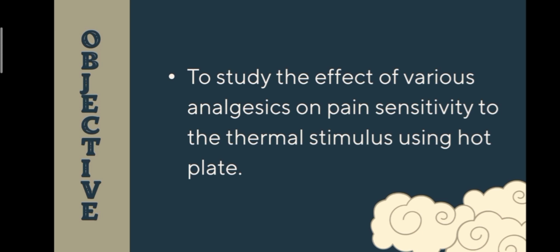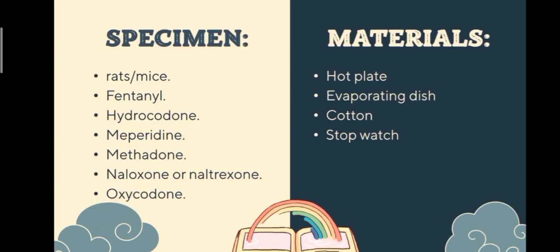Objective: to study the effect of various analgesics on pain sensitivity to the thermal stimulus using hot plate. Rats and mice are the choice of animal for this experiment. Materials: hot plate, evaporating dish, and cotton. In this hot plate method, we use heat as the main stimulus or source of pain.